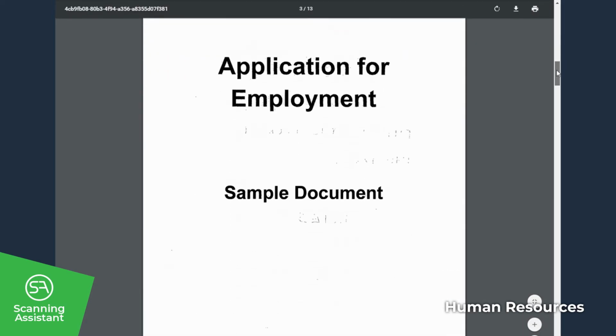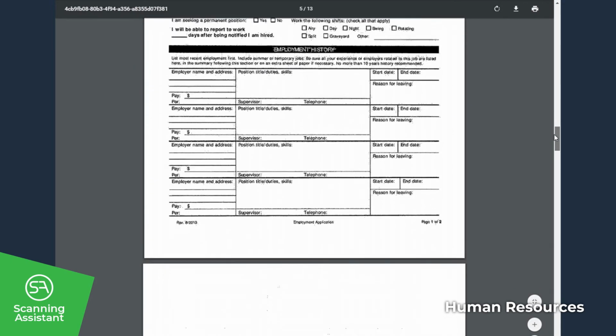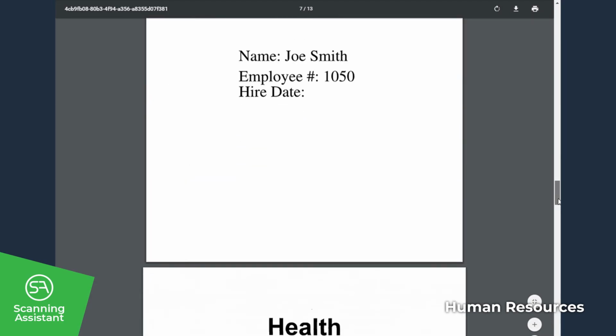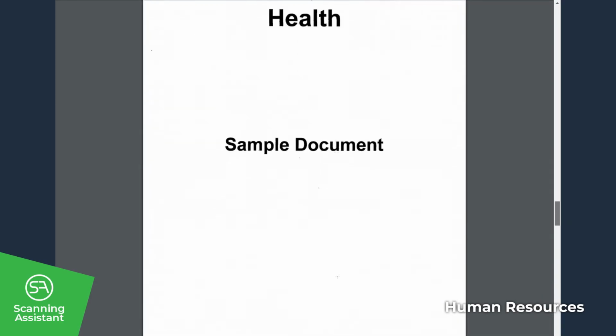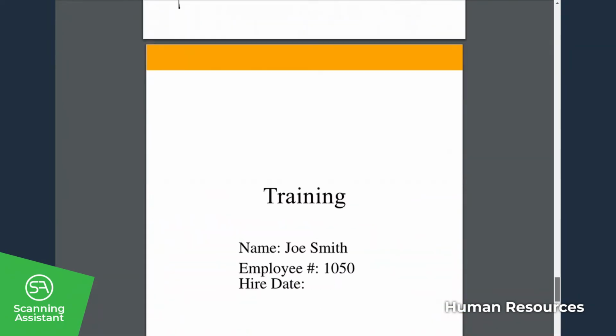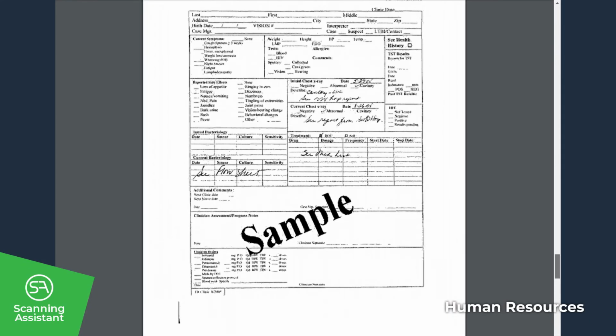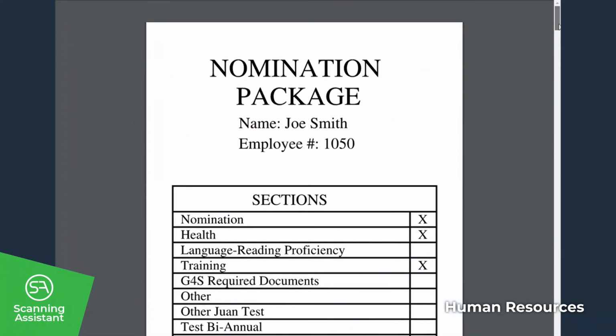You scroll down, you see the application for employment. Here's the health section, sample documents, and here's the training section. Now at this point, users can download, print, or email this PDF document.